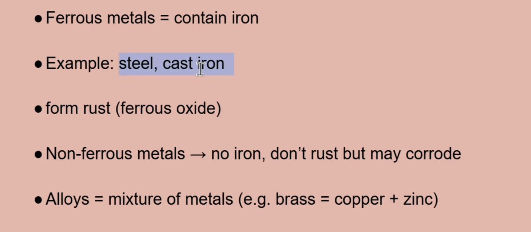Now, one distinguishing feature of ferrous metals is that they form ferrous oxide. Ferrous oxide is just the scientific name for rust. The rust that you've seen in your everyday life, that red powdery stuff that forms on metal, the scientific name for that is ferrous oxide. And when you see that, you know that the rusty metal you're looking at contains iron. Non-ferrous metals, as the name suggests, have no iron in them. And because they've got no iron, they can't rust, okay? But that doesn't mean they don't corrode, because rust is just one form of corrosion.